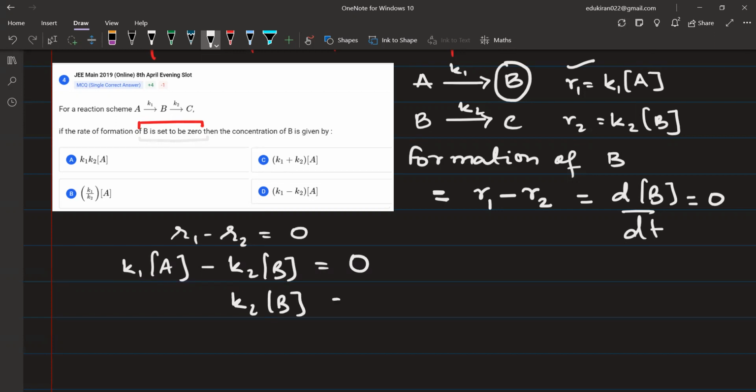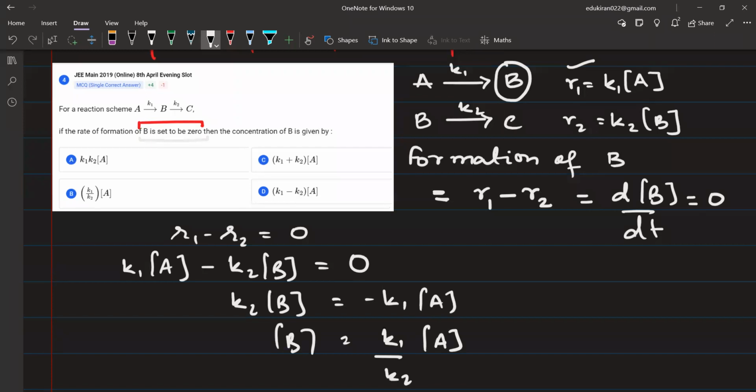K2B will be equal to minus sign तो यहाँ पे रहेगा. K2B will be equal to the concentration of B should be equal to minus K1 A and concentration of B will be equal to K1 upon K2 into the concentration of A.